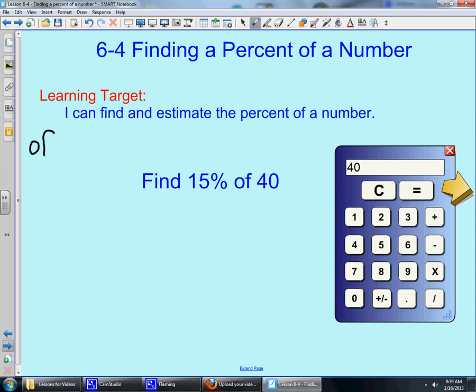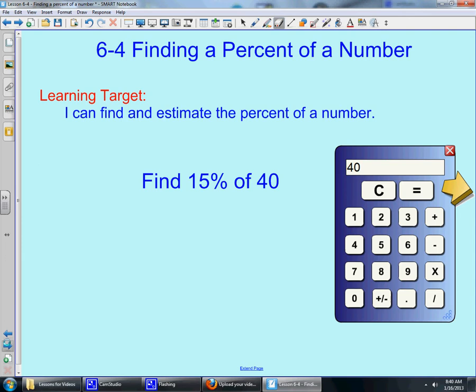So a couple things that you need to know before we start. First of all, the word of in math means to multiply. So anytime you see the word of, you're going to change that to multiplication. And when we do these problems, we always need to change percents to decimals. And remember that we move the decimal point 2 places to the left. So let's try this first problem.